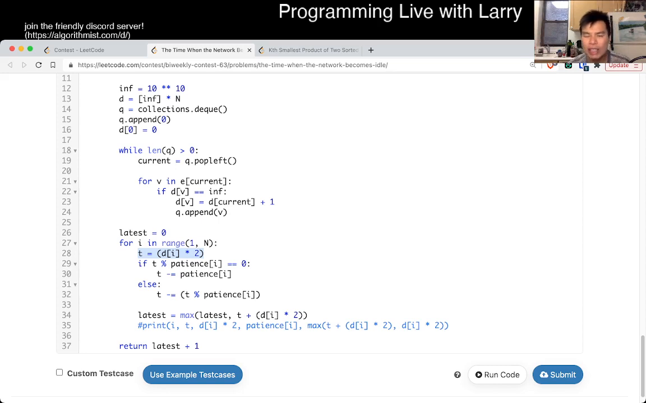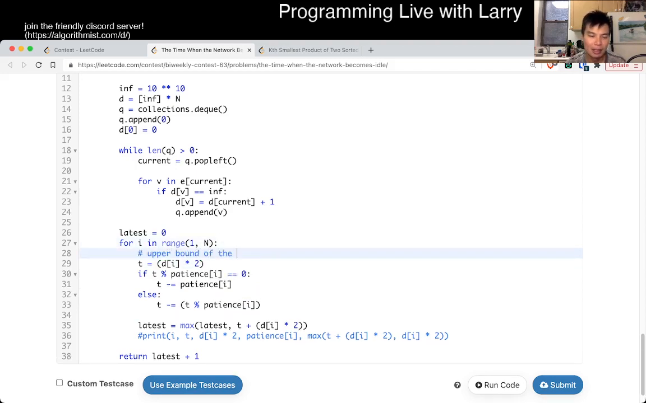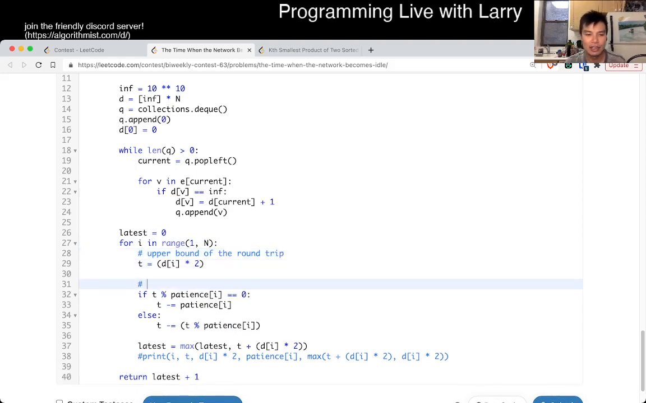And then now we calculate here the upper bound of the round trip, right? And here we get, what do we get? We get the time of the last message we sent, right? So that's basically the idea of this part.